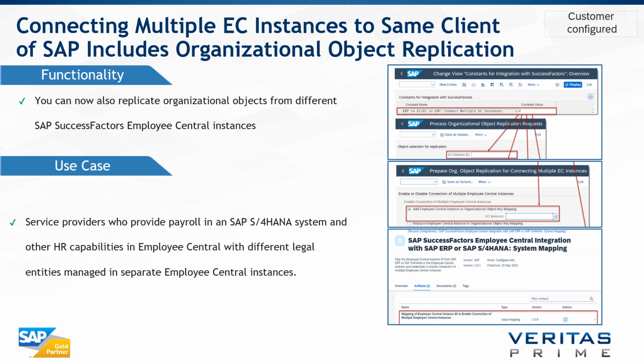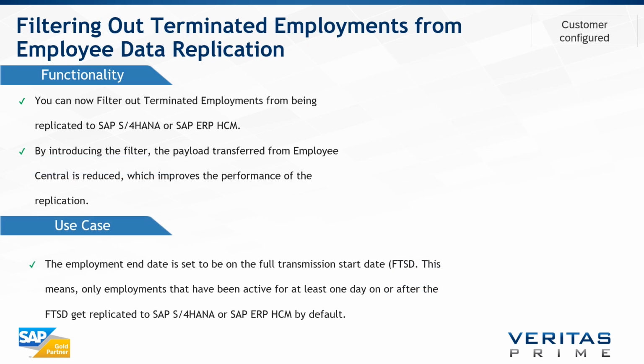Okay, moving on to the next feature, which talks about filtering out terminated employments from employee data replication. So now, replication of employee data from Employee Central uses an employment end date filter in the where clause. That means whenever you are using the compound employee API, it prevents terminated employees from being replicated from EC to S/4HANA or SAP ERP HCM.